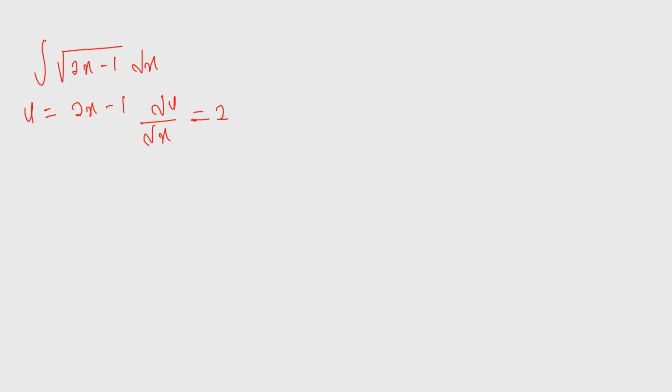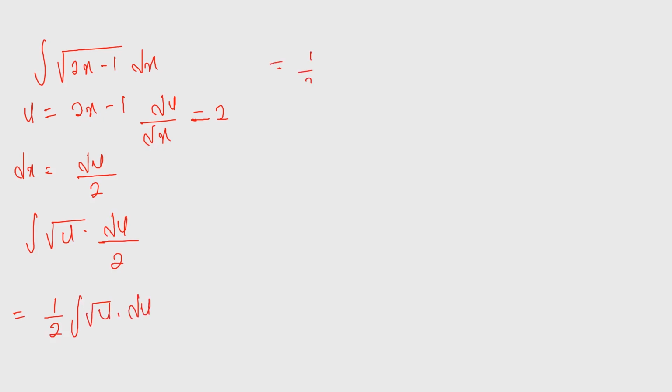The next thing is you make dx the subject of the formula. Then your dx will be equal to du over 2. So you take it back to the question. Instead of having square root of 2x minus 1, you write square root of u multiplied by your dx, which is now du over 2. You can take out the constant 1 over 2, then integral of square root of u du. You are going to have 1 over 2 integral of u raised to the power of half du, because the square root of u is the same as u raised to the power of half.